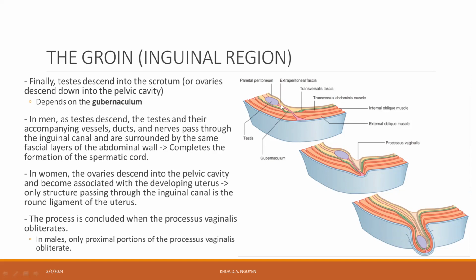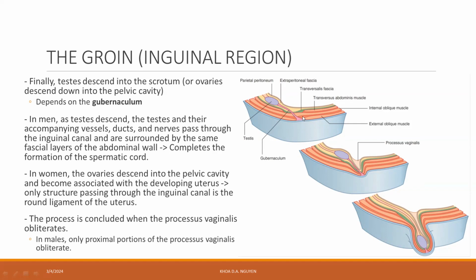The gubernaculum is going to shorten and shorten and shorten and allows the testis to move through a tube towards this final end here. And the final end is, of course, the scrotum.